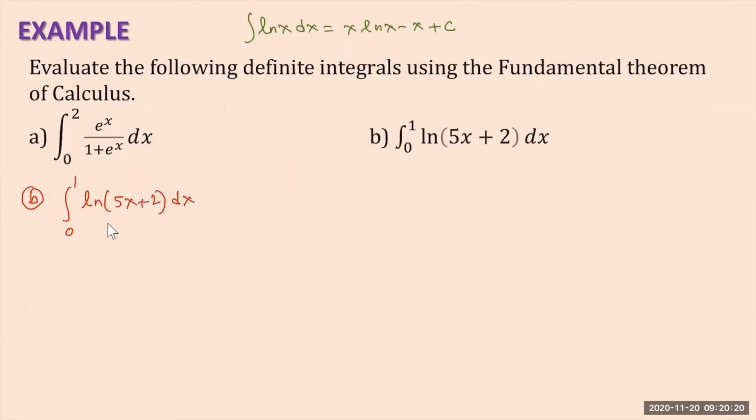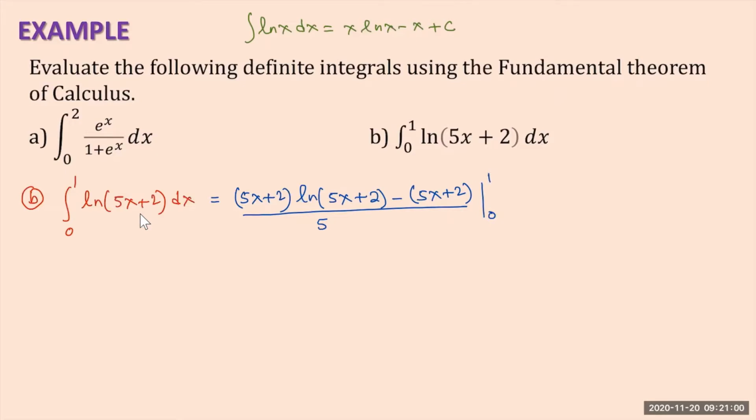Since this is a composite function with the inside function as a linear function, we can use this formula by replacing all x by 5x plus 2 and dividing the entire thing by the derivative of the inside function. If we do that, it will be equal to, in place of x, we have 5x plus 2, the natural log of 5x plus 2, minus x, that is minus 5x plus 2, everything divided by the derivative of the inside function, which is 5, evaluated between 0 and 1.